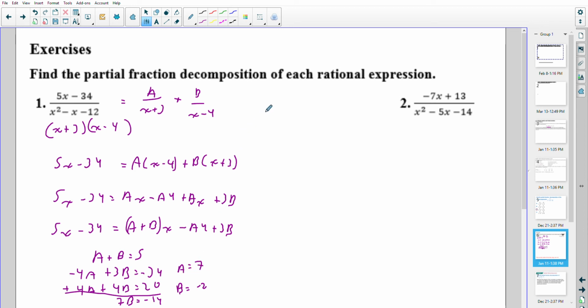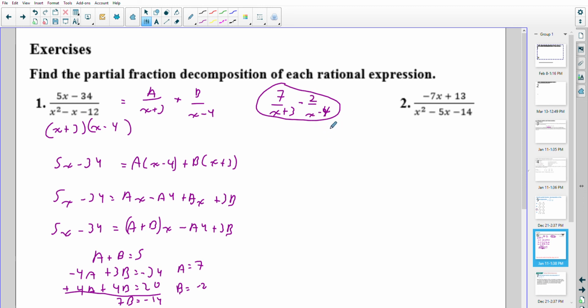And therefore, the partial fraction would be 7 over x plus 3 minus, so it'd be plus negative 2, or minus 2 over x minus 4, by substituting in the a and the b. And so this would be the partial fraction decomposition.